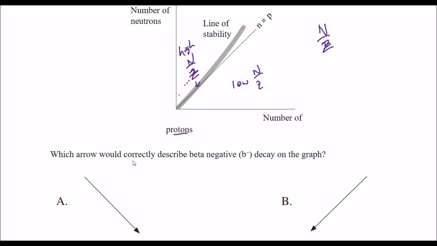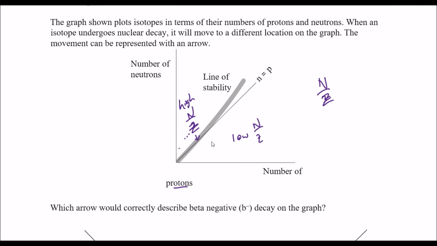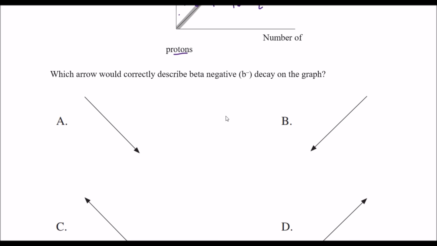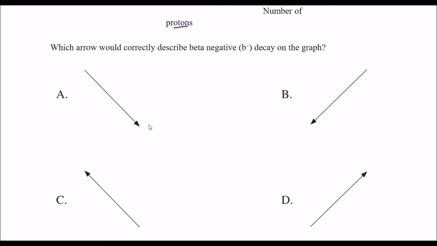So which arrow would correctly describe a beta negative decay on the graph? If we get a beta negative decay, it means the Z value will increase, which pushes the graph down in this direction. So let's have a look. In that case, A would be the correct answer. Alright, we will move on to question 10, which is our last question of this additional sample.